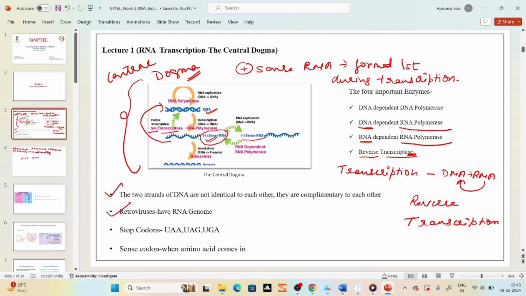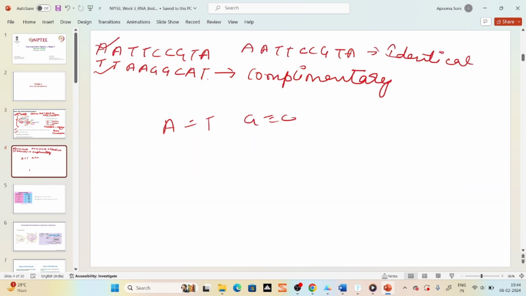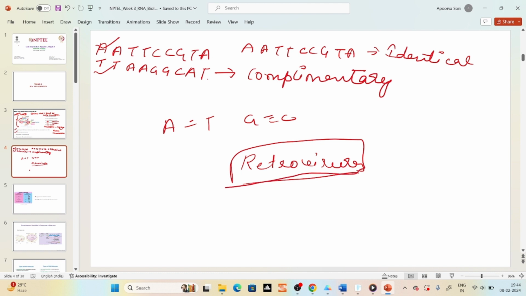DNA has evolved as the genetic material of the organisms, but certain viruses still have RNA as their genome. For example, retroviruses. So retroviruses have RNA as their genomes. So can you give me an example of a retrovirus which has RNA genome and which has really caused havoc in recent times? Any example that anybody can think of?